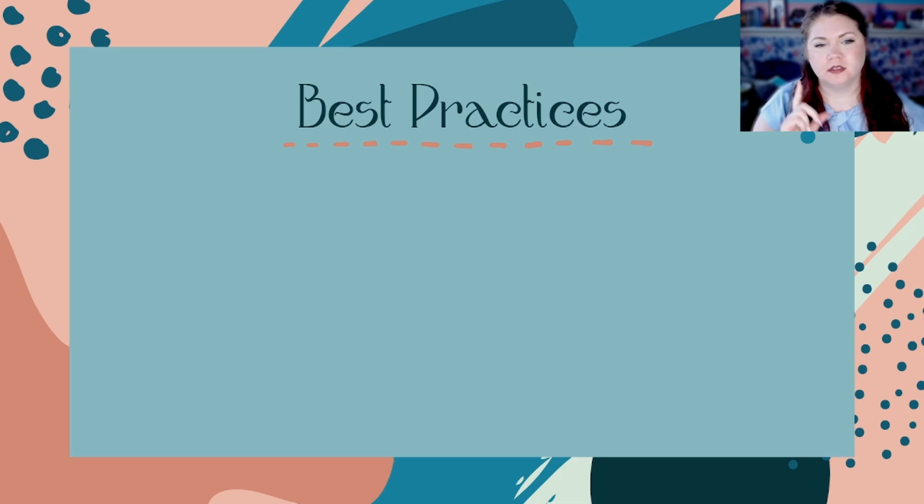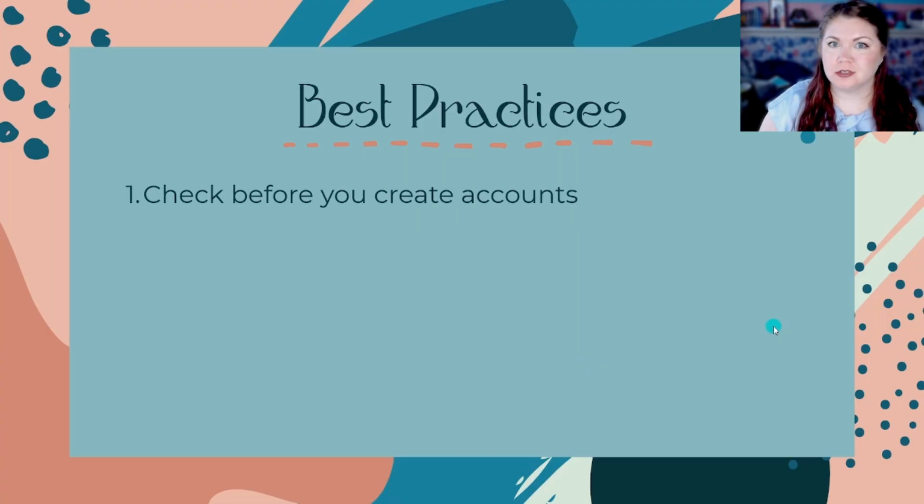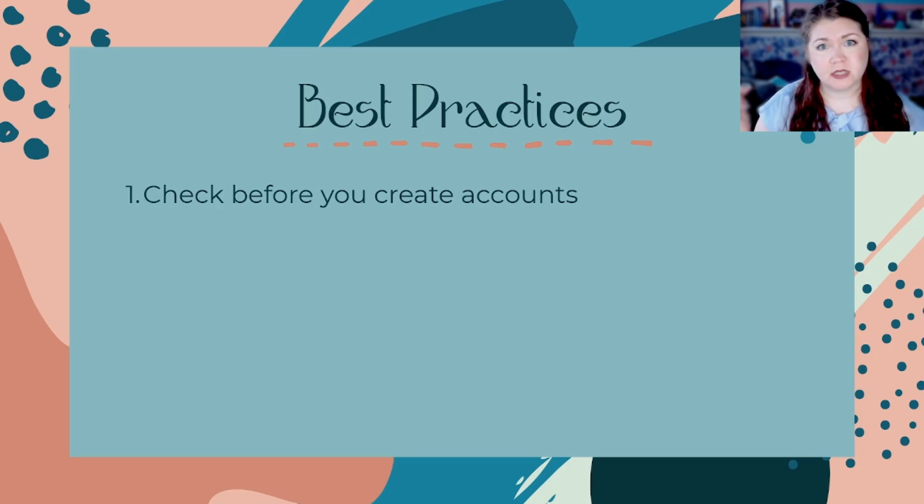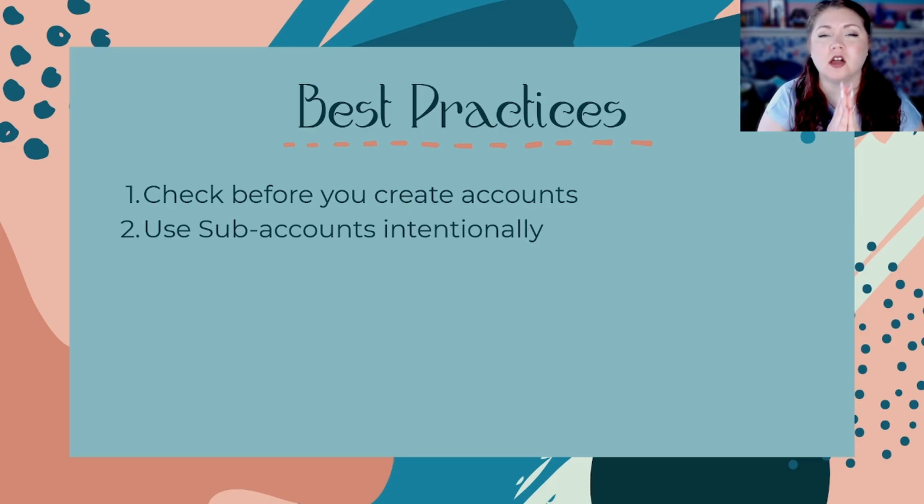Number 1, check before you create. So duplicate accounts are very messy on reports. So when you're looking for and you type in auto and something isn't popping up, double check that you have a vehicle tab and then maybe make a note that you should change that first. Number 2, use sub-accounts intentionally. This is a great tool for clean reporting, so could be a good thing to look into.